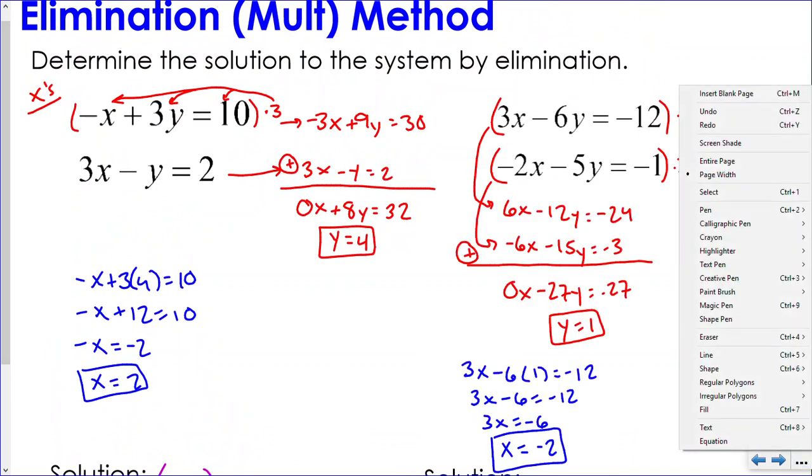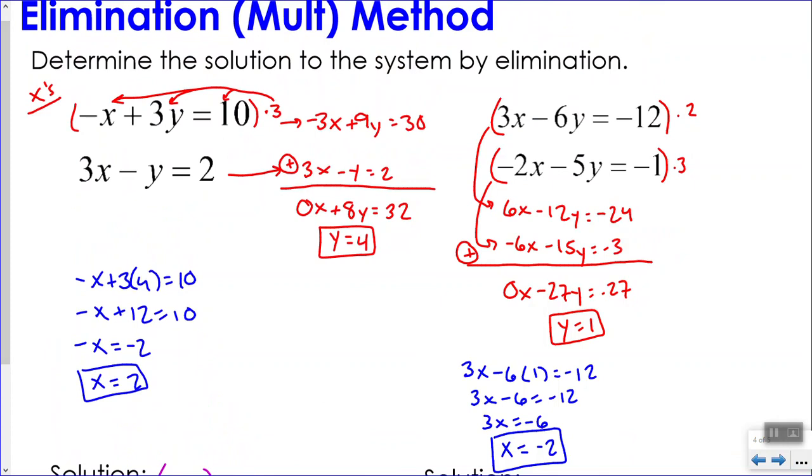Alright, this system is a little trickier because one of the coefficients is not a direct multiple of the other. So I actually have to multiply twice here. And again, you can decide whether you want to eliminate x's or y's. In this case, I again decided to go with x's. If you eliminated y's, that's completely fine. A lot of times when we work with systems of equations, there's going to be more than one right way to find the solution, and that's okay. It's not going to be wrong if you didn't do it exactly the same way that I did.